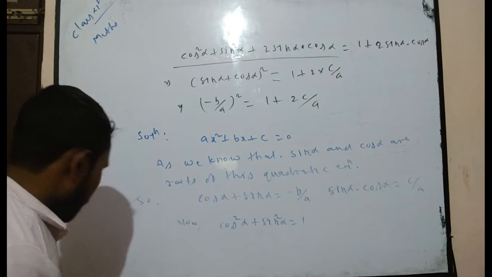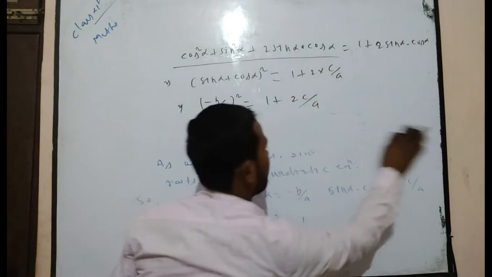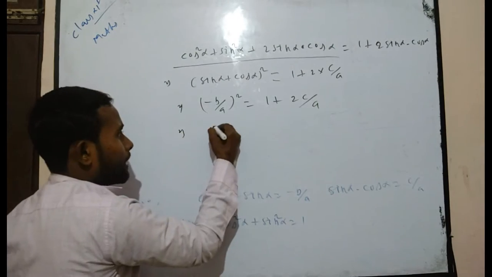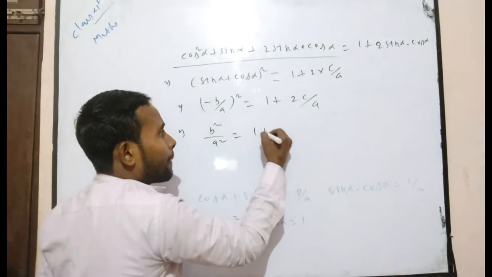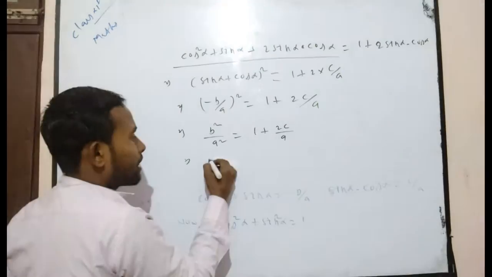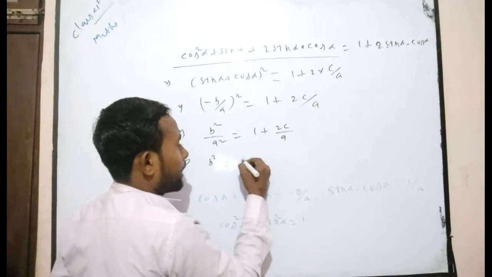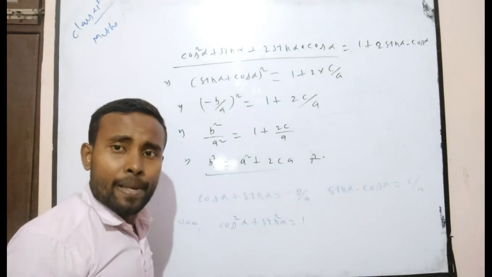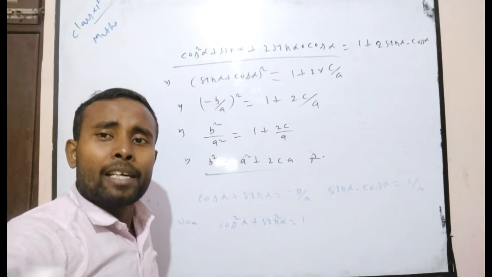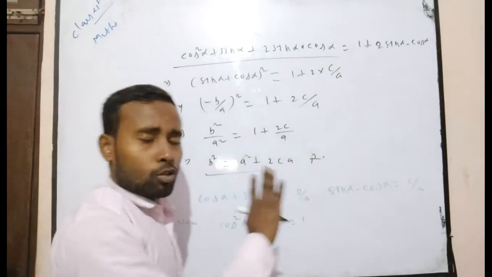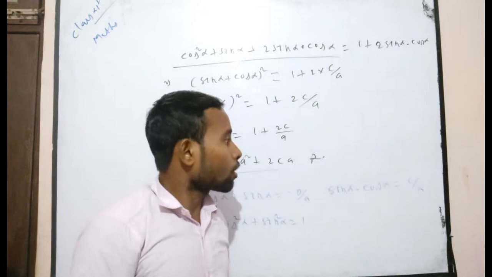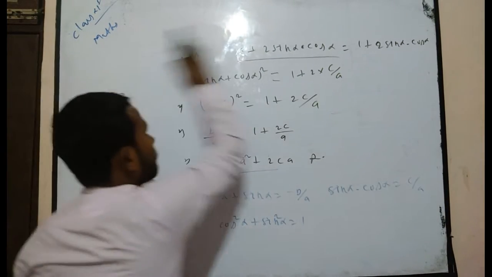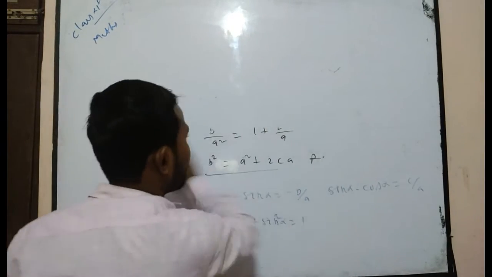That implies b square by a square is equal to 1 plus 2c by a. After taking the LCM, you can see that b square is equal to a square plus 2ca. This is the required relation between a, b and c when cos alpha and sin alpha are the roots of ax square plus bx plus c. This is the required condition. Now we take the next example. I think you understand that.